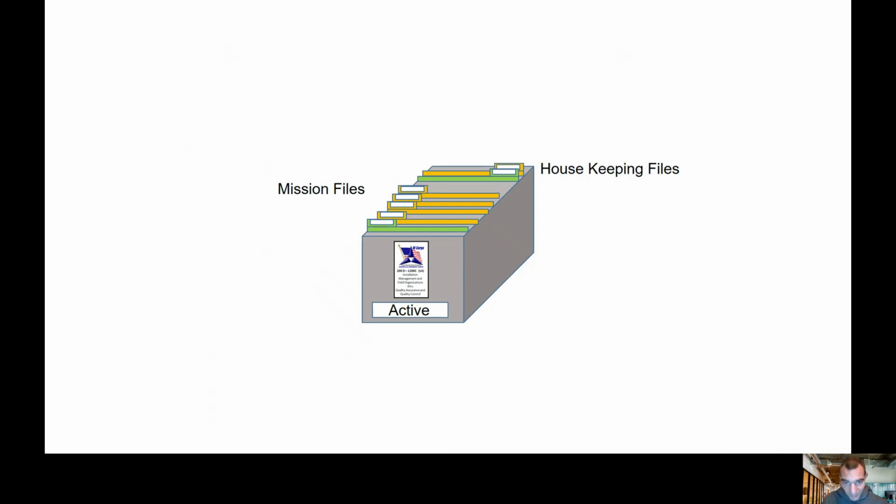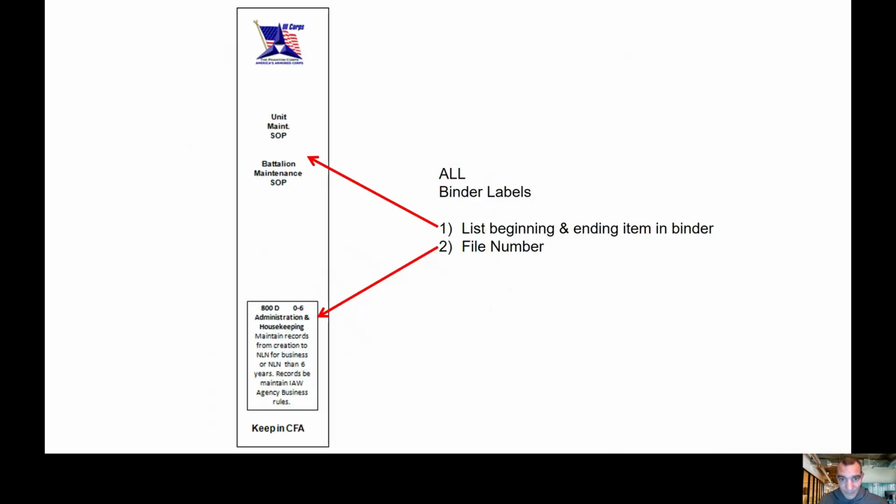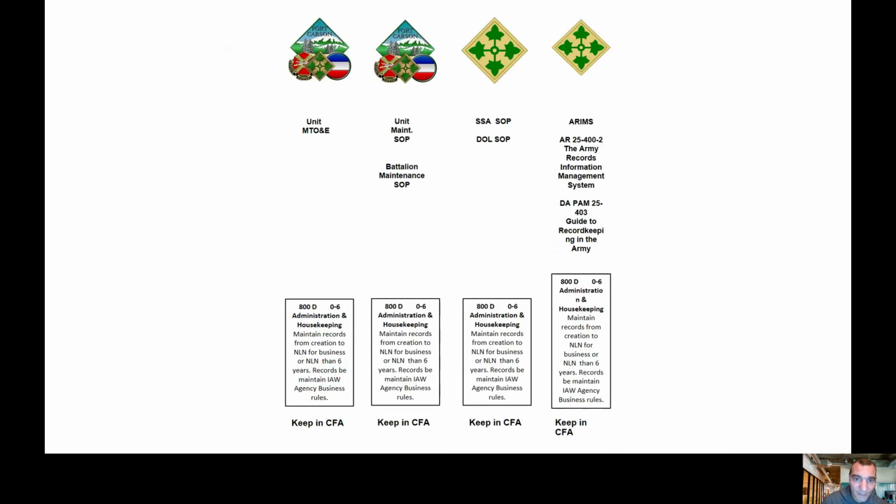So here's just an example on how you can set it up. All binder labels list the beginning and ending in the binder and the file number, right? So unit maintenance SOP, battalion maintenance SOP. If you want a copy of all these ARMS binder labels, just reach out to me. I can get these to you.